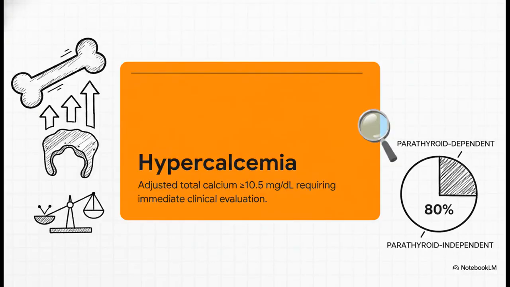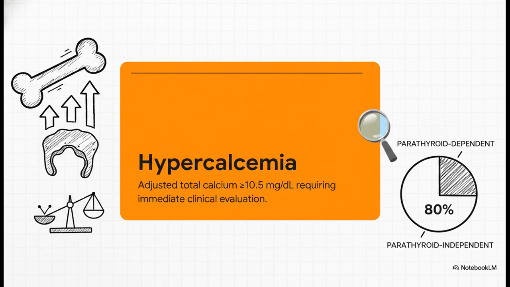So let's get perfectly precise right out of the gate. Our normal adjusted total calcium sits tightly between 8.6 and 10.3 milligrams per deciliter. Anything greater than or equal to 10.5 milligrams per deciliter is our rigid biochemical threshold for hypercalcemia, and that requires an immediate evaluation. Now, for those of you dealing with varying international units, just remember the exact conversion. 0.25 millimoles per liter is equal to 0.5 milliequivalents per liter, which equals exactly 1 milligram per deciliter.